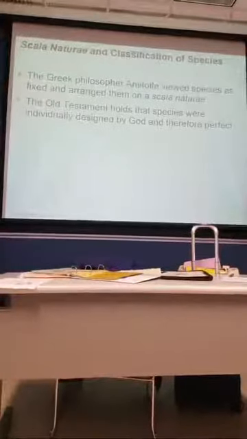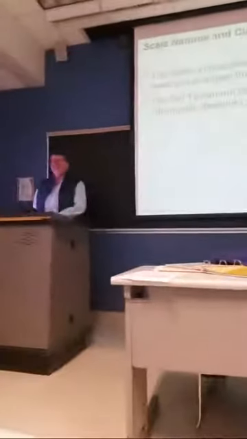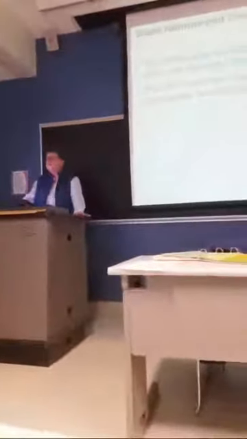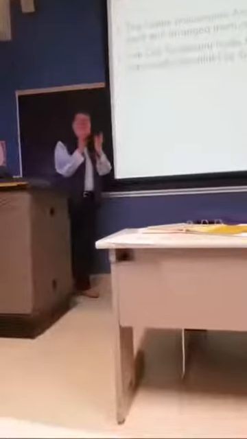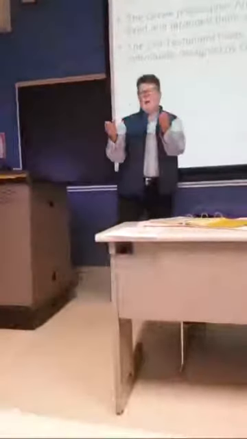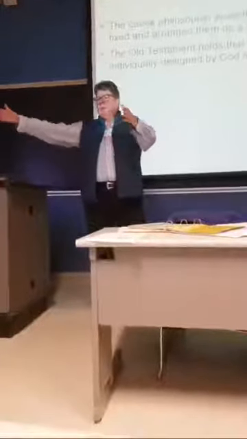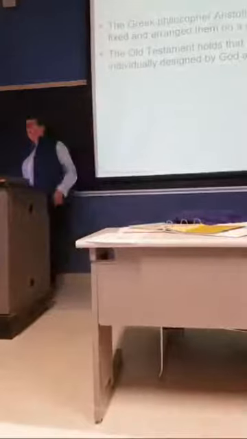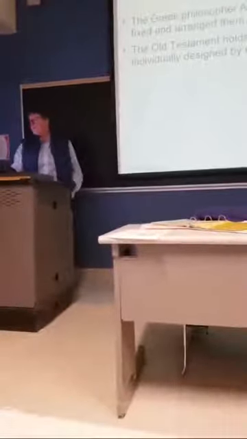Let's go back to the really old historical bases. Aristotle, Greek philosopher. Well, the Greek philosopher viewed species as fixed, and he arranged them on scala naturae, and in other words, it was a straight line. You know, this one, this one, this one, this one, this one, and they never changed. That was a beginning viewpoint. And the Testament holds the species were individually designed by God and therefore perfect.